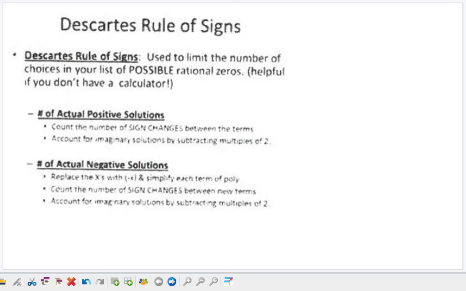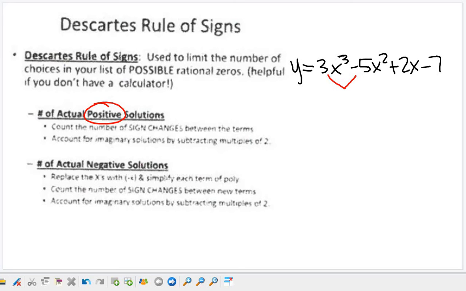Okay, so if you have a polynomial for Descartes, so we have y is equal to 3x to the third minus 5x squared plus 2x minus 7. If we want to know the number of actual positives, we count the sign changes, okay? So if I want to know positive, I count the sign changes of the polynomial, meaning positive 3 to negative 5 is a sign change, negative 5 to positive 2 is a sign change, and positive 2 to negative 7 is a sign change. So we have 3, and then we write or 1.